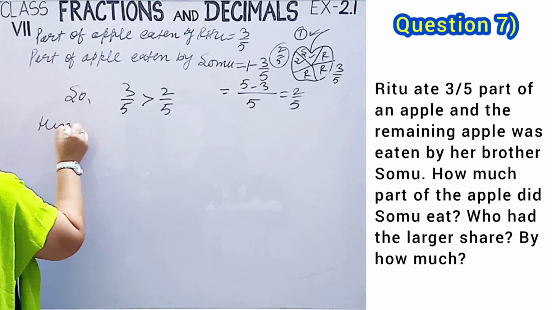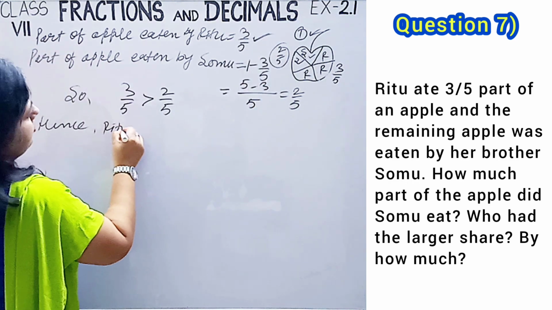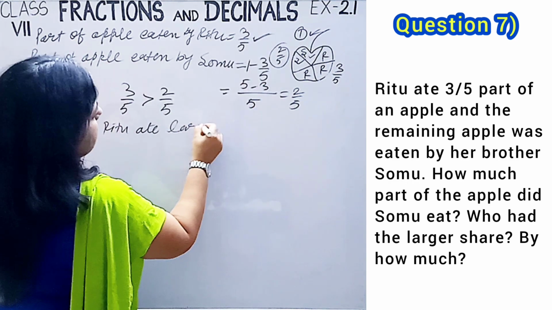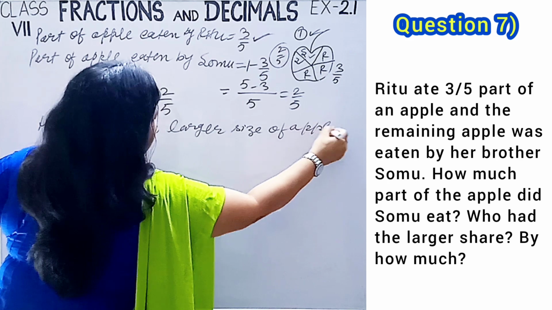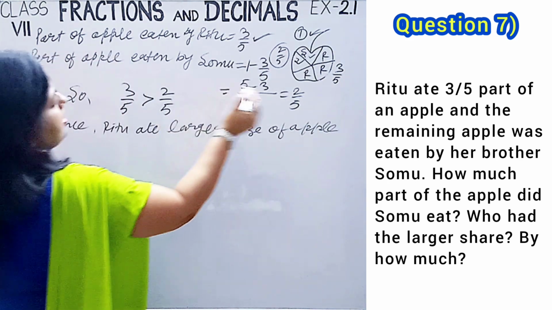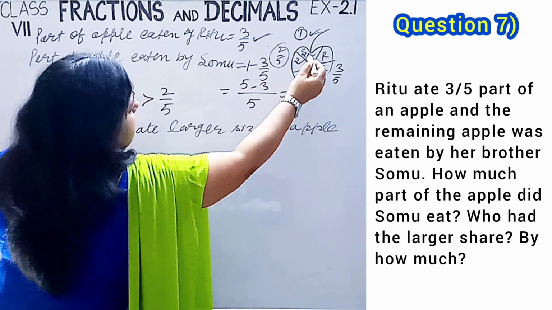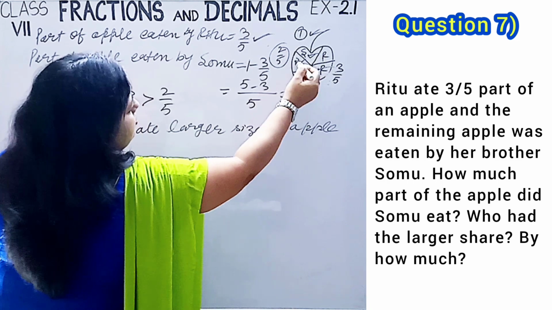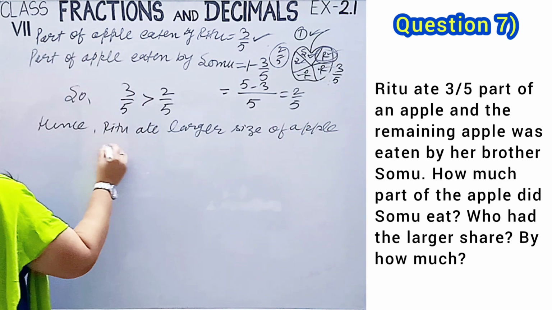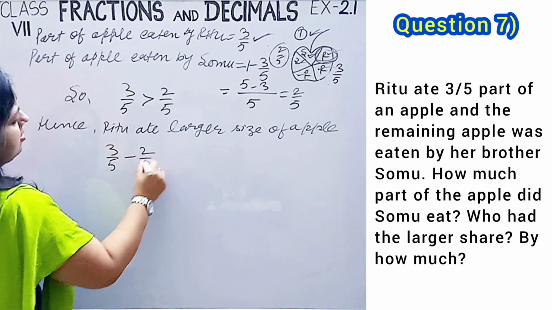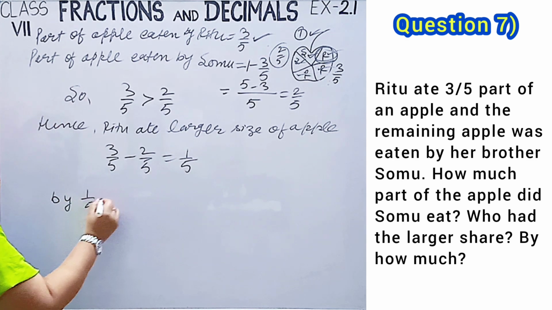Hence, who ate more? This girl, Ritu, ate the larger share of the apple. By how much? We have to subtract, of course. From 3 by 5 we will subtract 2 by 5. We get, see here, Somu, Ritu. This is left. It means she ate the extra part. So 3 by 5 minus 2 by 5 is 1 by 5. By 1 by 5, answer.